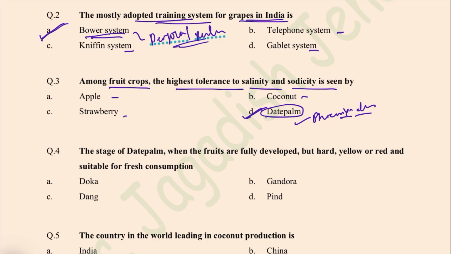Question from here: which of the following tree nuts is known for its high salt tolerance and often grows in coastal regions? That is cashew nut. Though less tolerant than date palm, it has significant tolerance. The term used to describe plants that naturally thrive in high salinity conditions is halophytes. These plants are known as halophytes because they can tolerate extreme levels of salinity.